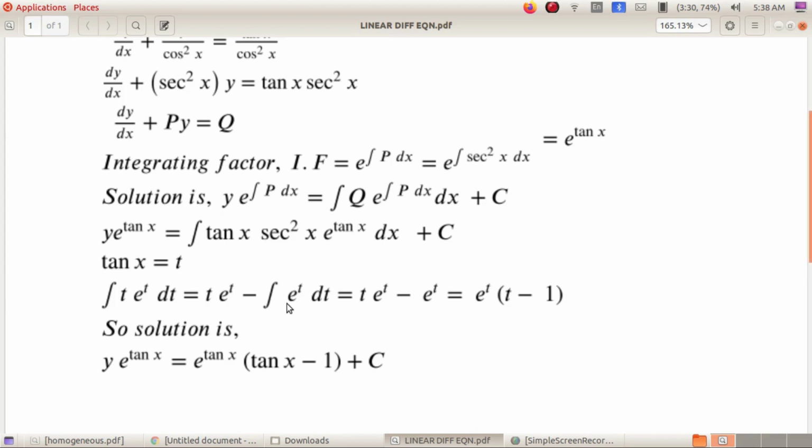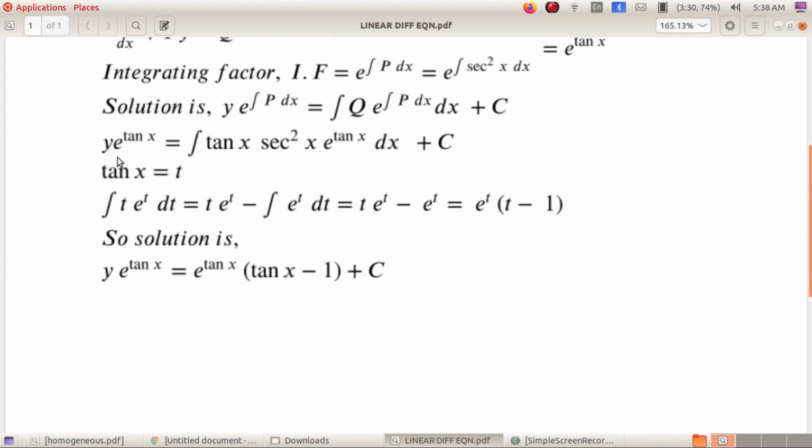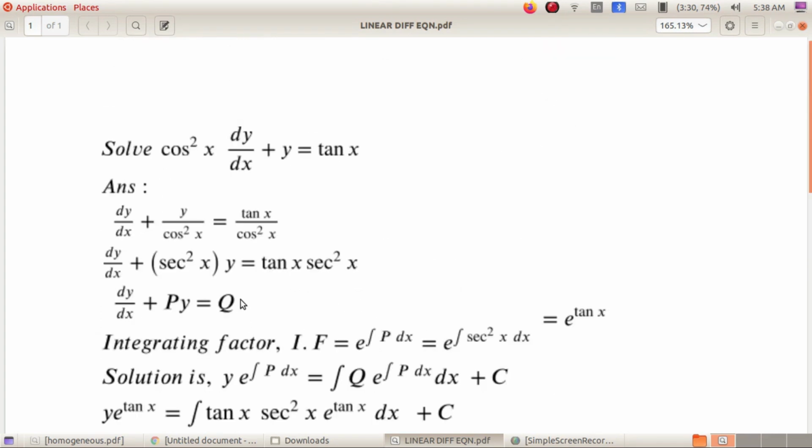So we get integral e raised to t dt. So t e raised to t minus e raised to t, taking e raised to t outside, e raised to t into t minus 1. So the solution is y e raised to tan x equal to e raised to tan x into, t is tan x, tan x minus 1, plus c. This is the solution of the linear differential equation.